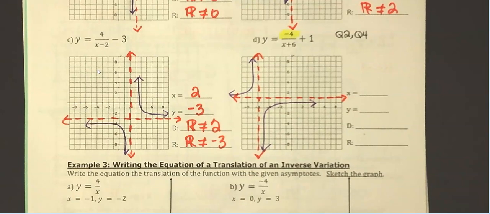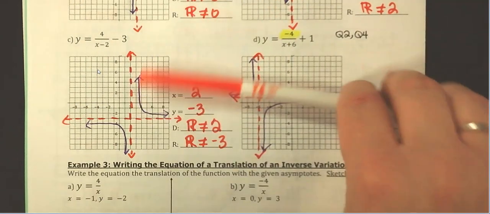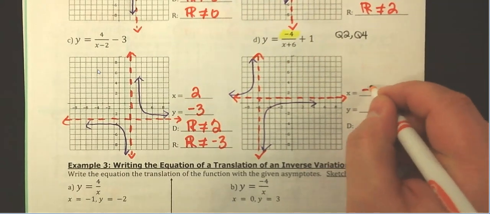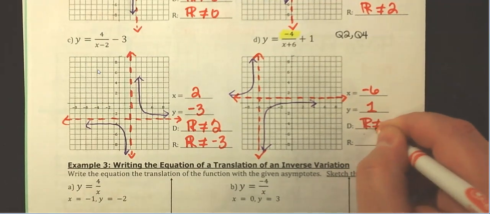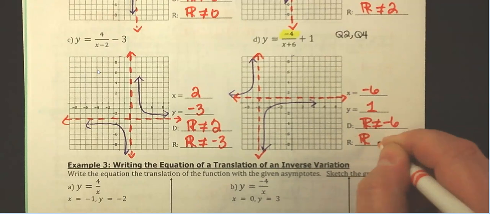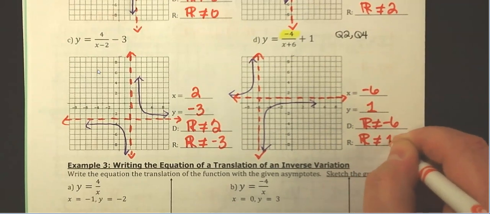Now, everything else is still done the same way because you still have one branch that points left forever, one that points right forever, one that points up forever, one that points down forever, but we don't touch these values here in the middle. So x should be negative 6, y should be positive 1. Those are the lines that I graphed for my asymptotes. Domain: everybody but negative 6, and your range, everybody but 1.